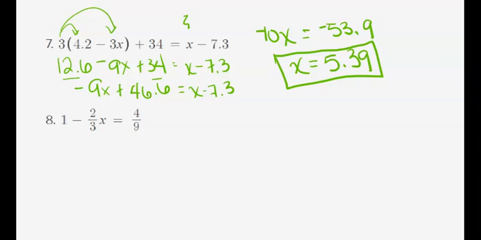Now in this problem, we need to work with some more rational numbers, but this time it's fractions. So I'm going to isolate the negative 2/3 x on this side by subtracting 1 from both sides. I'm going to subtract 1 here.